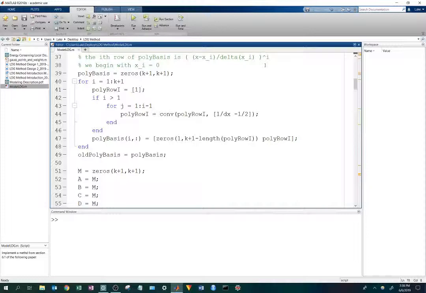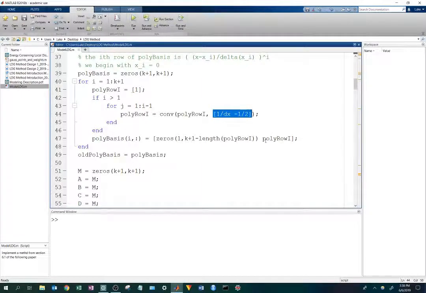So the first row is just going to be 1. And then in order to get the next rows, what I do is I take the previous row and multiply it by this polynomial. And the way I write the polynomial is in this form. And this is how MATLAB deals with polynomials.